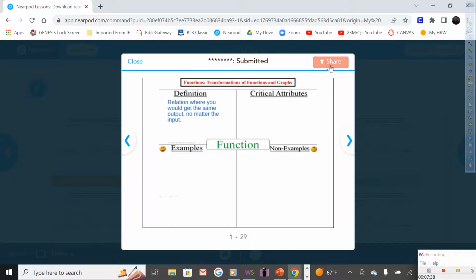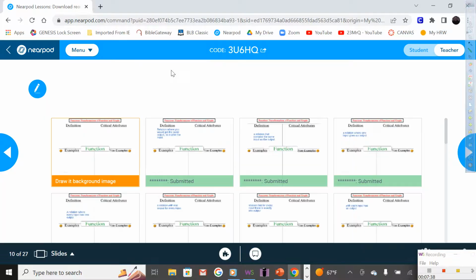All right, here's one. They wrote a relation where you could get the same output no matter the input. Okay. Not bad. A relation that contains the same input or output. Okay. A relation where every input has one output. Okay, I like this one. So remember, for every input, an exact output. Okay, not bad.